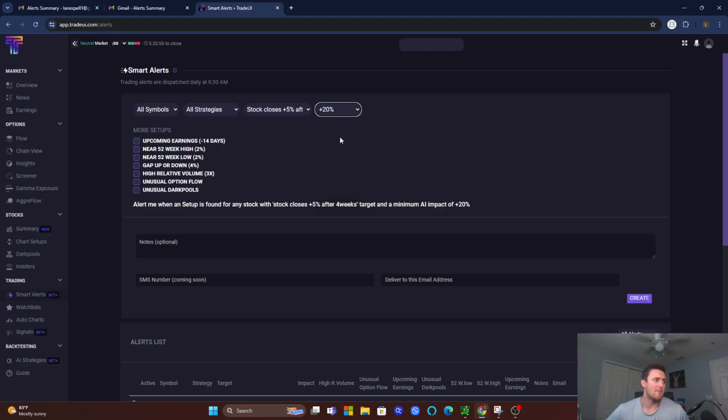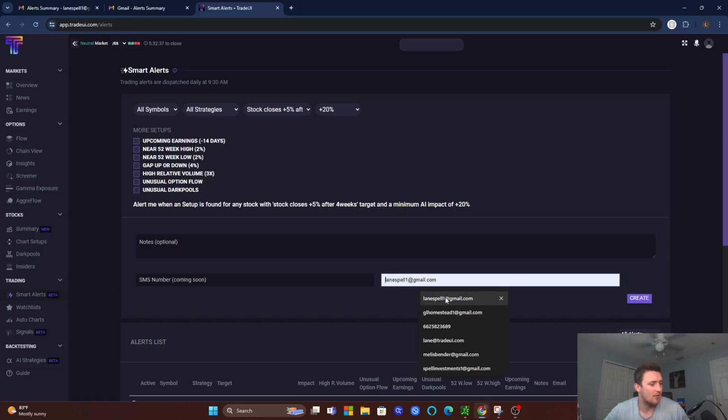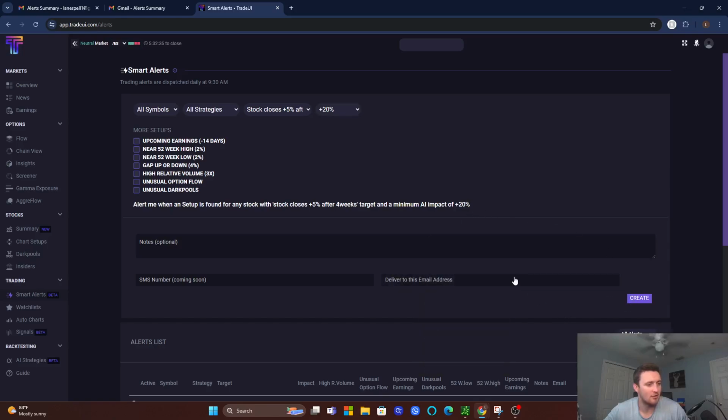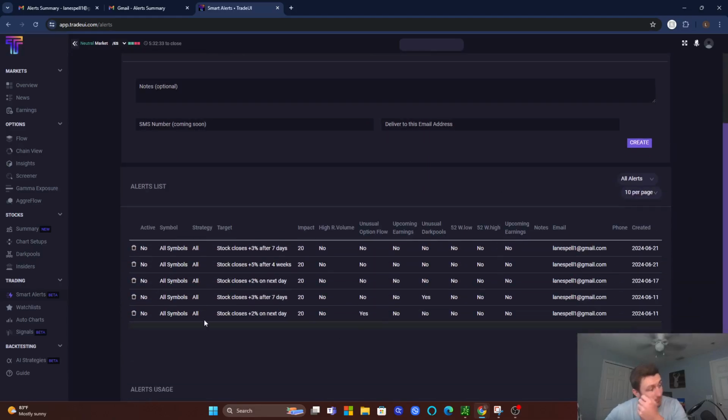So if you want to say impact of 20% or higher, meaning that out of all the 100 strategies out there, this strategy has a 20% weighted average of impact, meaning it's the most sensitive to that stock. Well, what we can do is we can set that filter up and we can go down to our email, default the email we want to send to, then create the alert. I have a bunch of alerts set up already for different types of setups. What I recently set up was closes 5% after 4 weeks.